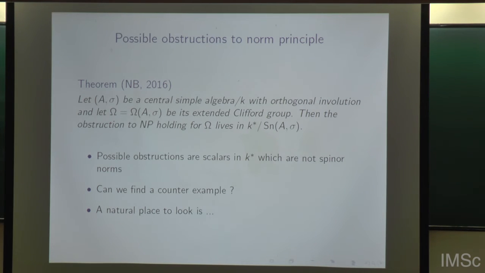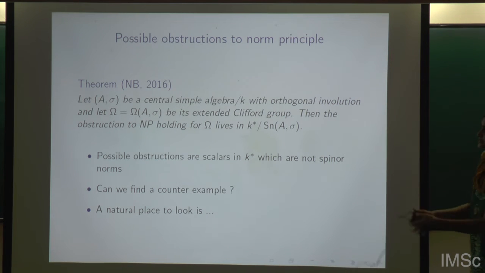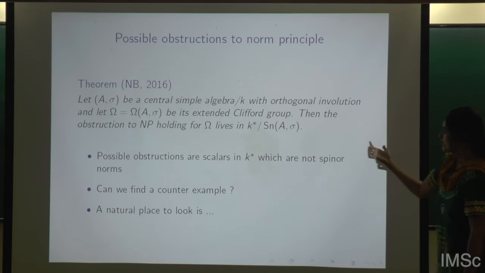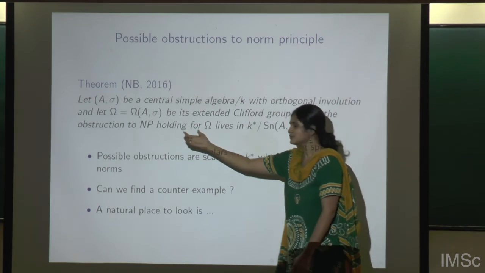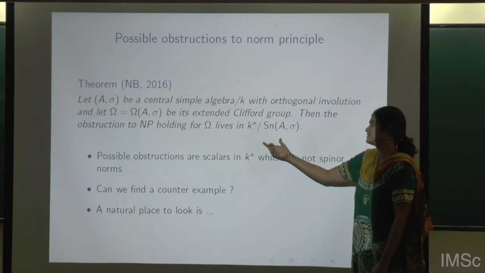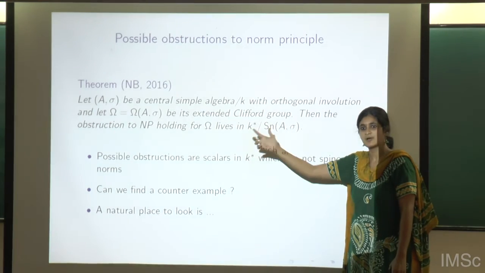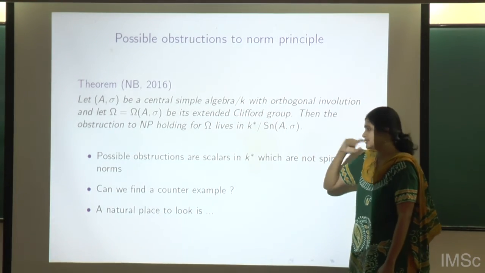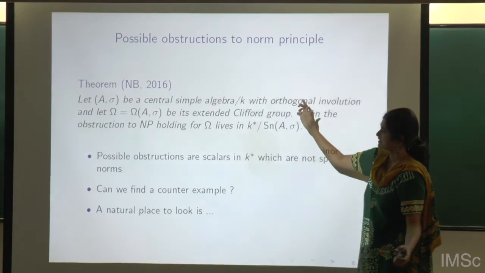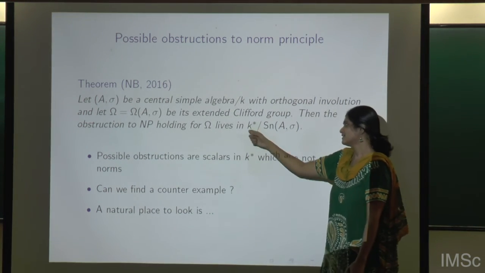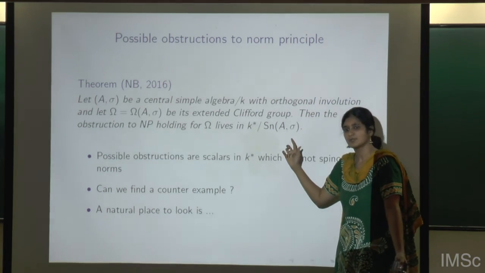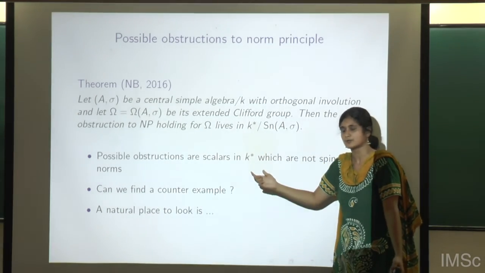Okay, so keeping in mind that, of course, when I tried to answer Serre's question, I hit upon this obstruction, type D. So I spent some time chasing diagrams, and what I ended up with was that the obstruction to the norm principle lives inside scalars mod the spinor norms, right? So if you're a spinor norm, you do a nice diagram chase and end up with a scalar. If the scalar is a spinor norm, then the norm principle works. If it's not a spinor norm, then you don't know what to do.